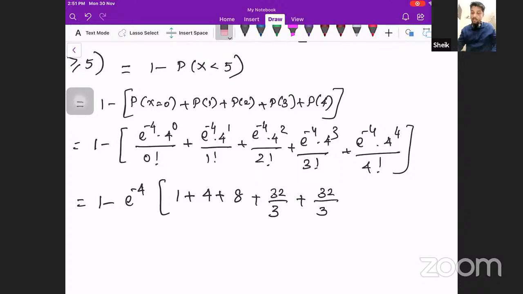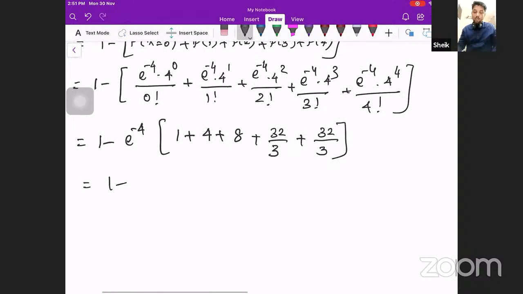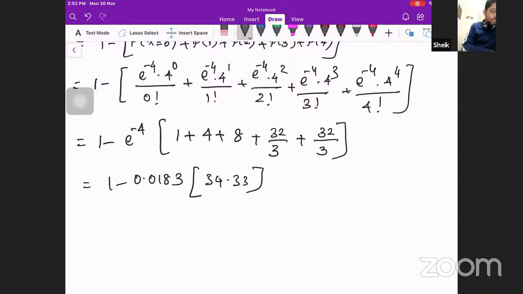Now let me add everything. So 1 minus e power minus 4 is already given, 0.0183. So what exactly is it? 5, 13. 13 plus 64 by 3. So 64 divided by 3 plus 13, which is nothing but 34.33333, into 0.0183, minus 1. I get 0.3717. Option B. What is our answer, my dear? 0.3717, which is option B.